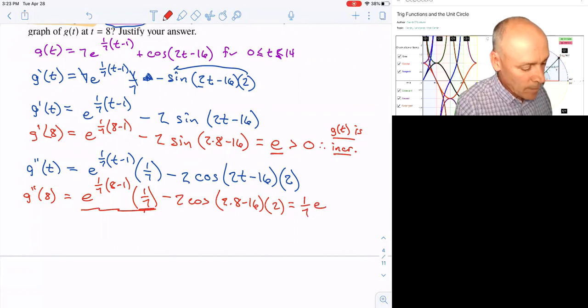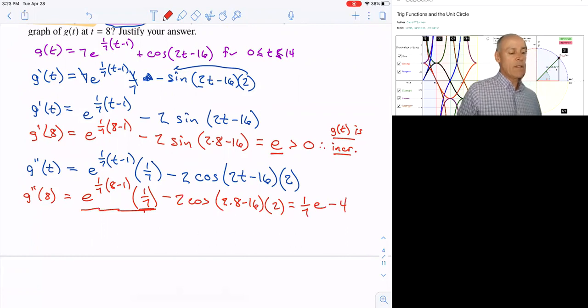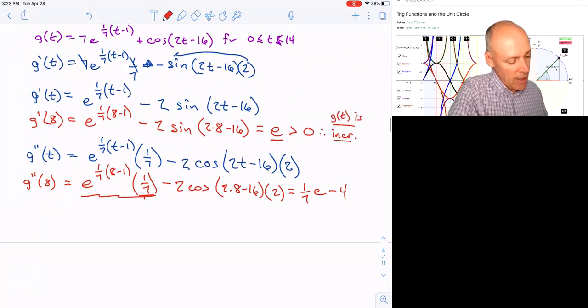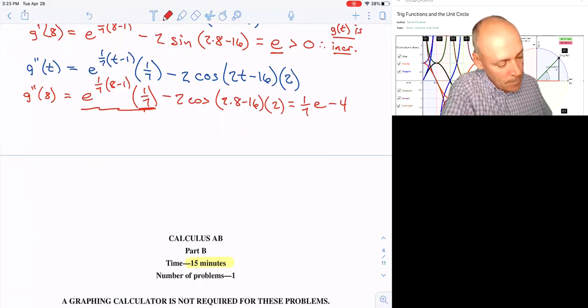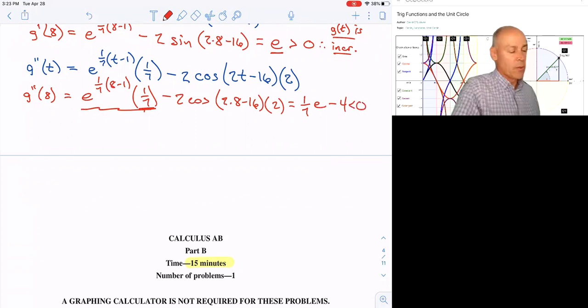Now, minus, let's look at this. That's going to be cosine of 0. Cosine of 0 is 1, so that's going to be minus 4. So I have 1/7 e minus 4. Well, that's going to be a negative number. I mean, e is about 3-ish. So I've got really 3/7 minus 4. That's definitely going to be a negative number. Therefore, okay, so really the second derivative is negative.